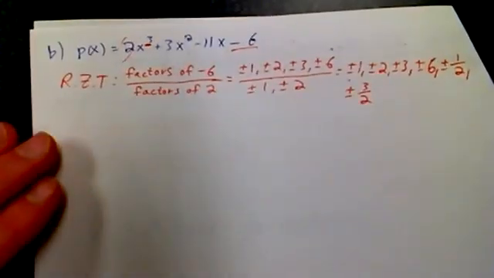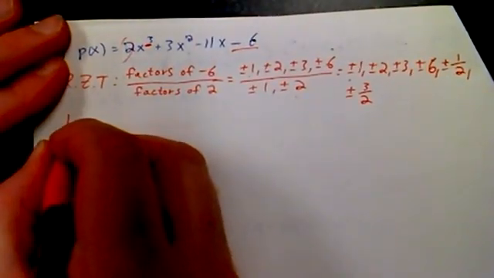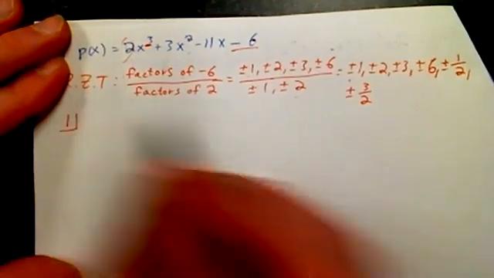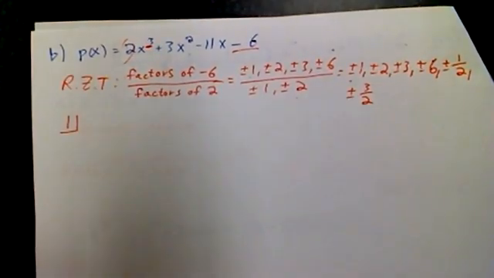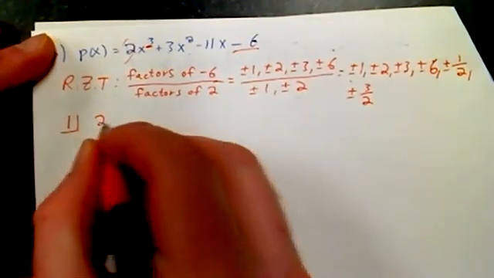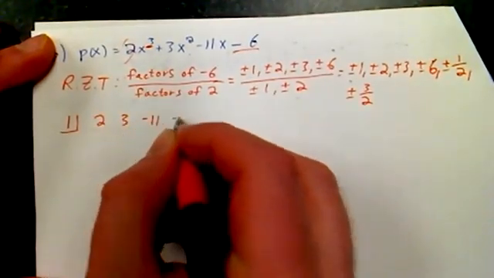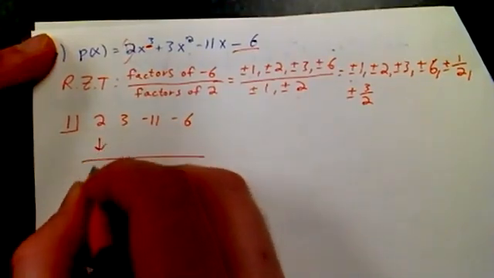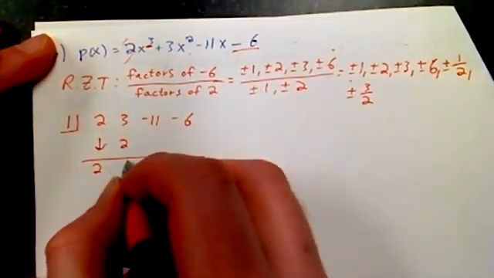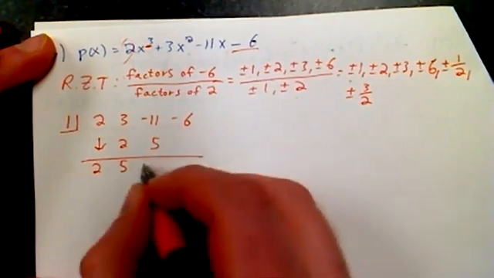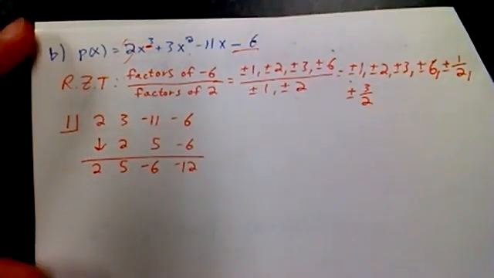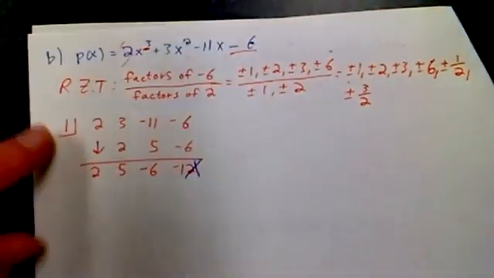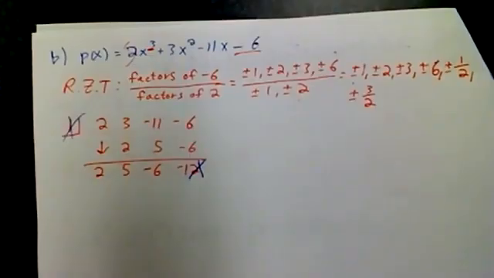How do I check if it's a 0? Do your synthetic division. So I'm starting with positive 1, and see if you get a remainder of 0, like we did in the last example. So I'm going to do my synthetic division. So bring this down, 2, 5, 5, -6, -6, -12. So based on this, 1 is not going to be a 0.